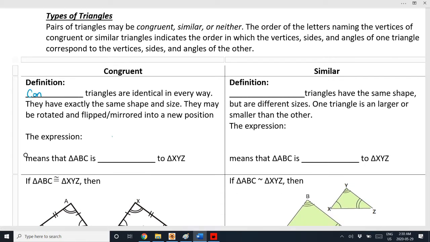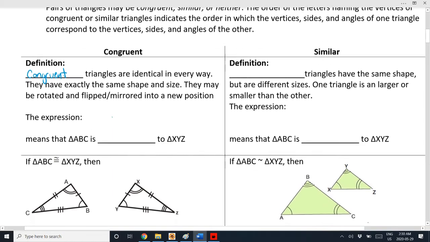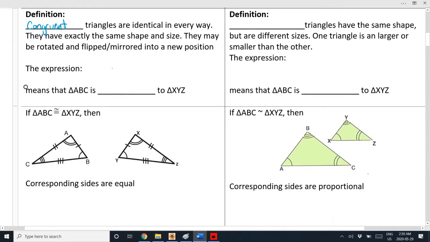Congruent triangles are identical in every way. They have the exact same shape and size. They may be rotated and flipped or mirrored into a new position. Let's take a look at some congruent triangles. Take a look at triangles ABC and XYZ.